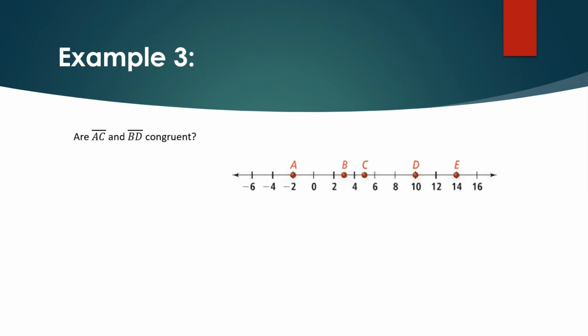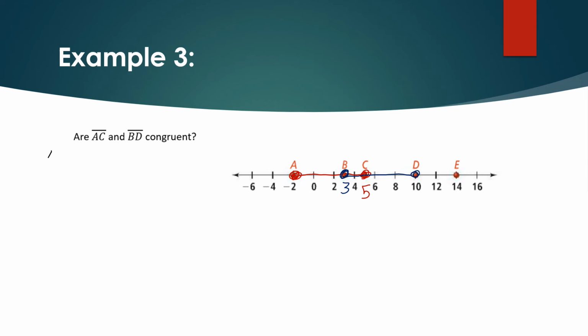Example 3. So in example 3, they're asking, are AC and BD congruent? So really we're asking, are they the same length? So AC is here to here. So C is at 5. And then BD, B is at 3, and D is at 10. So they're asking, are these congruent segments? Do they have the same length?